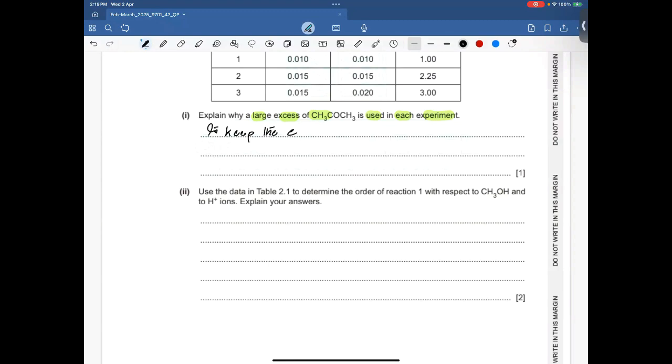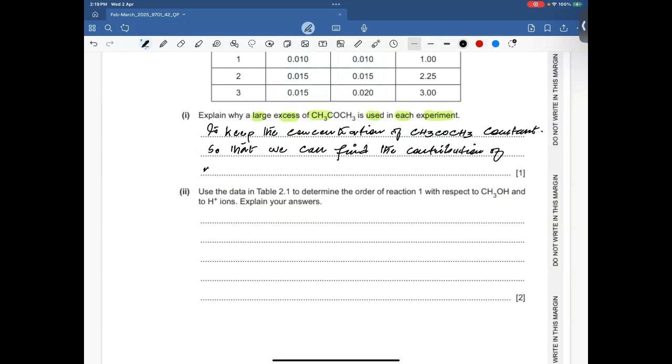To keep the concentration of propanone constant, so that we can find the contribution of methanol and hydrogen ion towards the rate of reaction.